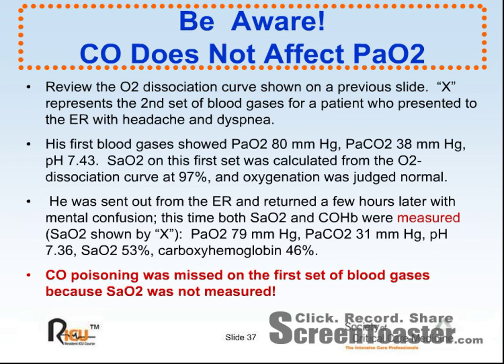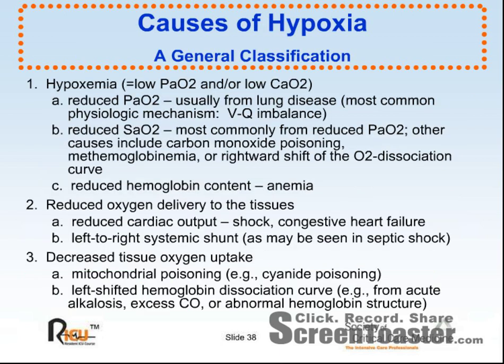Hypoxemia, low partial pressure of arterial oxygen and/or low arterial oxygen content, is a result of reduced PaO2, usually from lung disease. It can also be reduced oxygen saturation, most commonly from reduced PaO2 from other causes including carbon monoxide poisoning, methemoglobinemia, or a rightward shift of the O2 dissociation curve, as well as reduced hemoglobin content secondary to anemia.